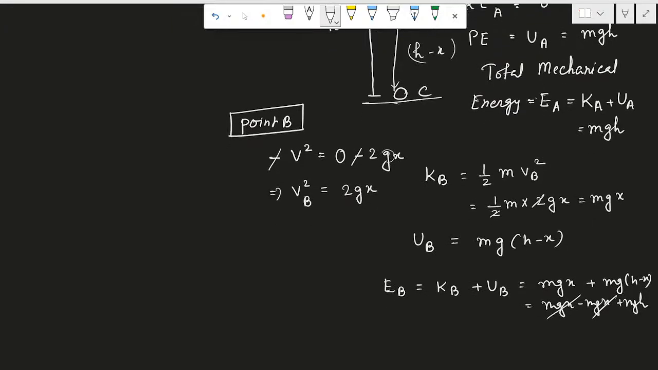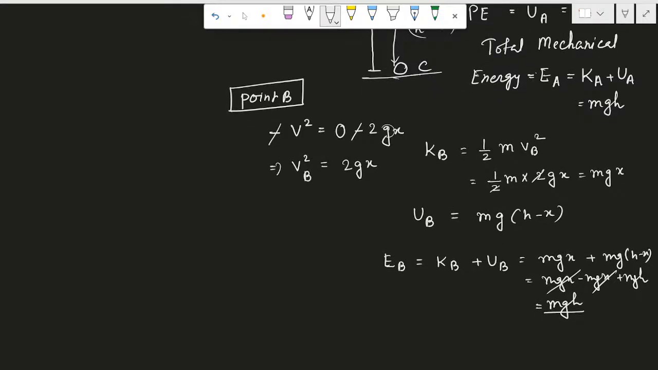mgx gets cancelled, so again you are getting the same quantity that you got earlier at point A, and that is the point of proof. So we got at point B the same thing, total energy is mgh. Now point C.